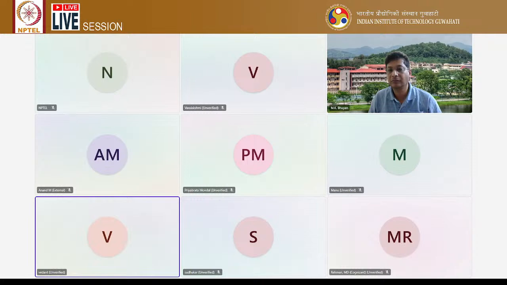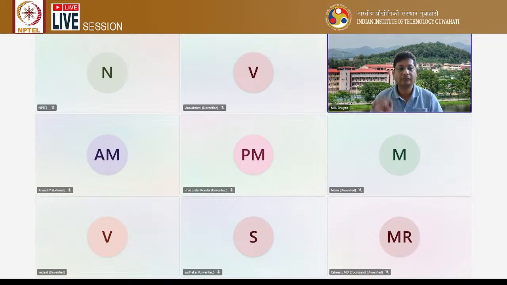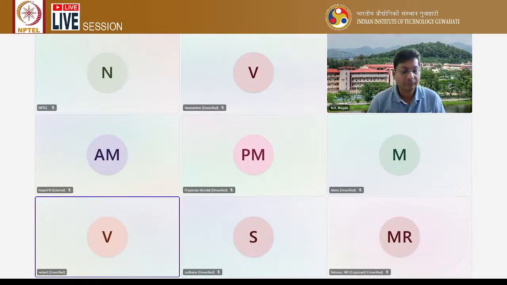Hello, sir. I have one more doubt. As per my understanding, image processing is a fundamental part of computer vision. So, in order to master computer vision, we need a very strong fundamental of image processing. Image processing is a subset of computer vision.